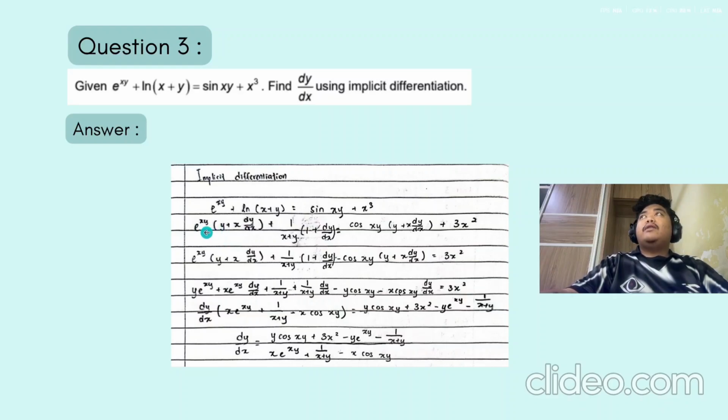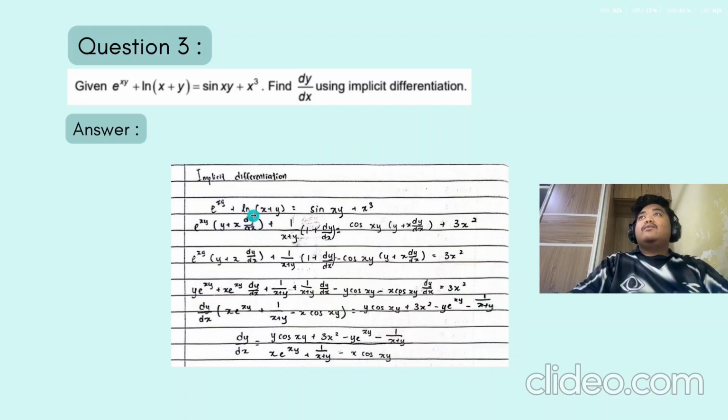By differentiating e to the power of xy, we get e^(xy) times (y + x dy/dx). We get the x times dy/dx because we are differentiating x in terms of y, hence we get the dy/dx after differentiating x and not after differentiating y.